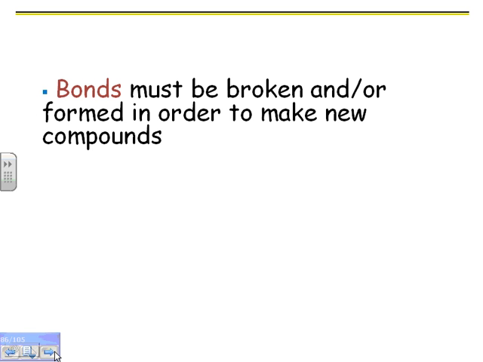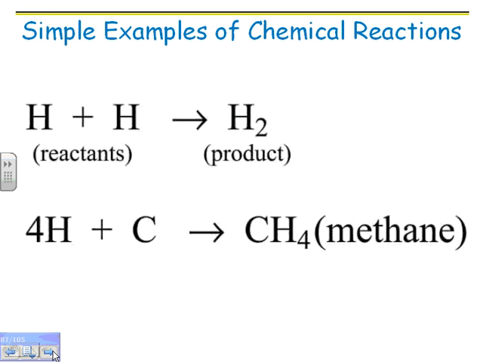Bonds must be broken and or formed in order to make new compounds. When you break bonds, you can release energy. Here are some simple examples of chemical reactions. What I would want you to see from here is that these two things are called the reactants. This means yields, that means you make. This thing, your product, is the H2.